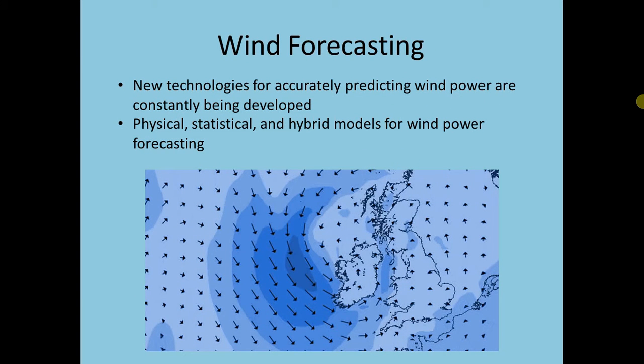Because wind power is weather dependent, it is important to be able to accurately forecast wind for reliable wind power integration. There are several different models for wind power forecasting. Researchers use physical, statistical, and hybrid methods to figure out wind speed and power with a 90% accuracy rate.